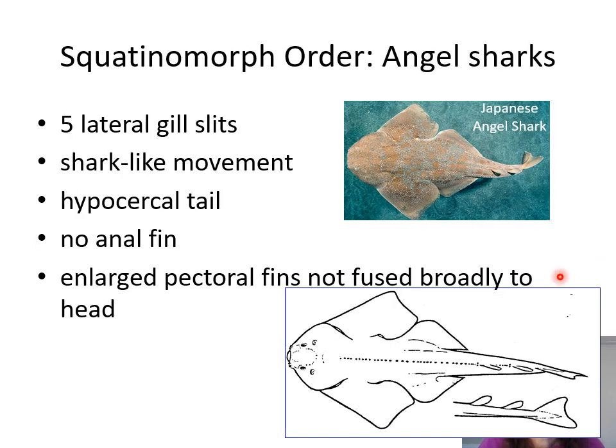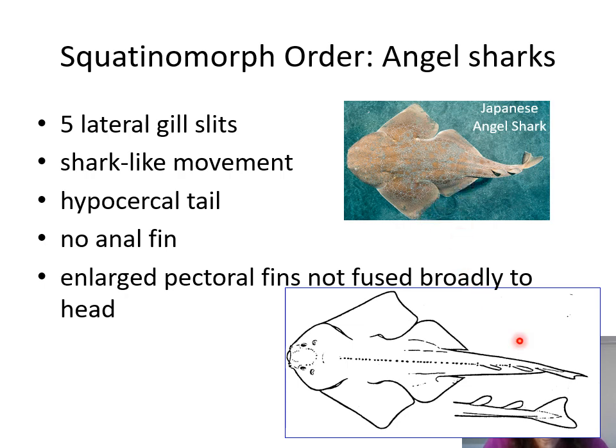Now we're going to switch from the squalomorphs to just briefly talk about the squatinomorph, right? So this one is our different guy. This is our angel shark, and we're not entirely sure where it belongs. We do have those 5 lateral gill slits. So again, the gills are going to be up on the surface where you'd expect them to be on a shark, not a ray. And it swims with a shark-like movement using its whole body, not flapping those fins.